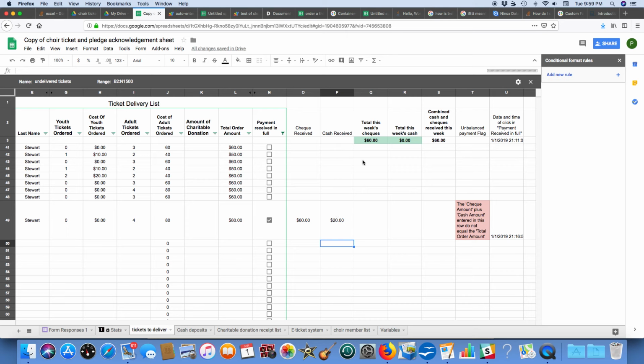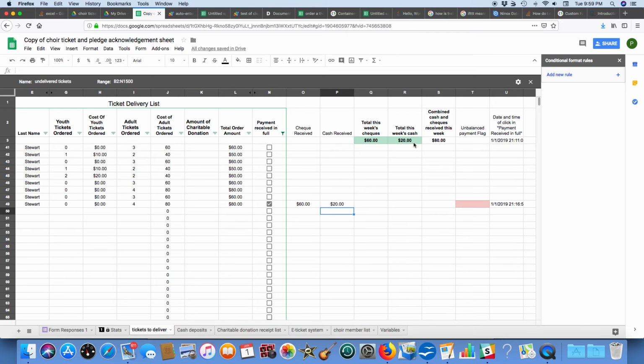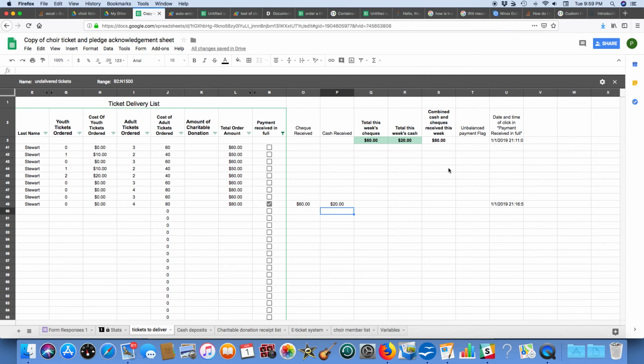And you'll notice up here, this week's total checks, this week's total cash. This will change to $20 in a second. It has to think its way through for a bit. It's going to do all 1,500 lines, but that's just the way spreadsheets are. I should probably shorten it up. That's the total cash and checks for this week only.